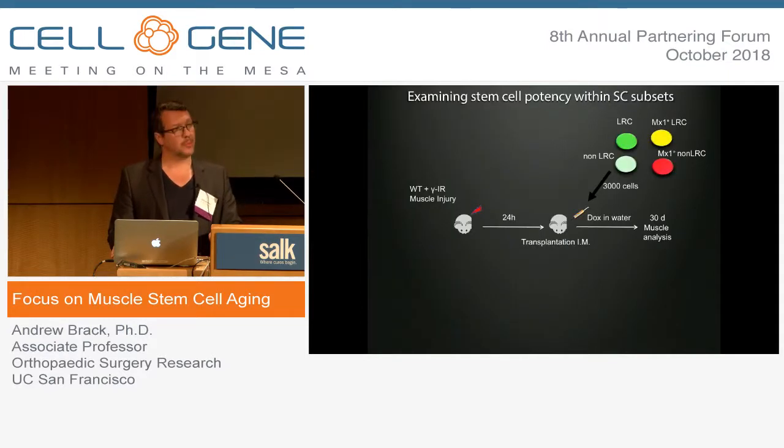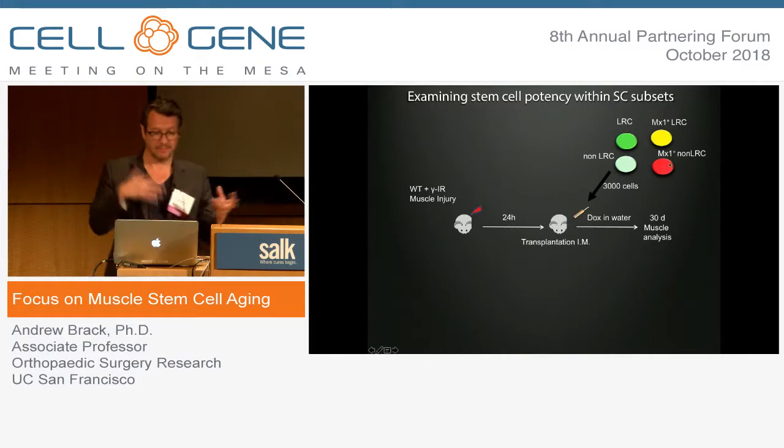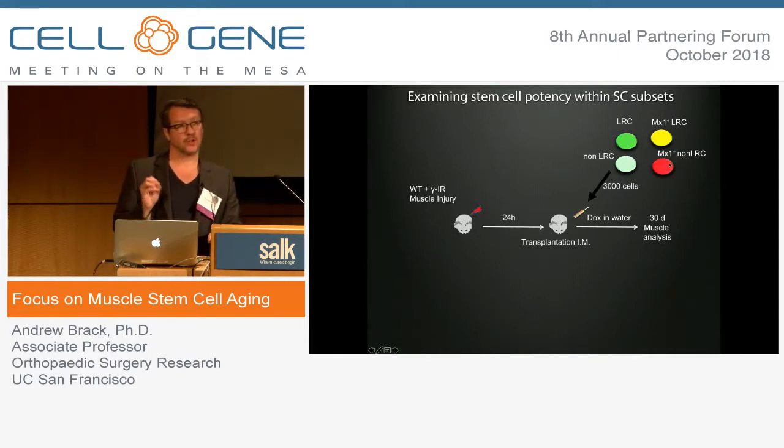And so this is where it gets more complicated. So now we've got 4 different cell populations. We've got label-retaining cells, which have MX1. We've got label-retaining cells that don't have MX1, and vice versa. And so we wanted to ask, who's the best stem cell? And that would be to use a transplantation assay and say, let's see how much muscle you can make.